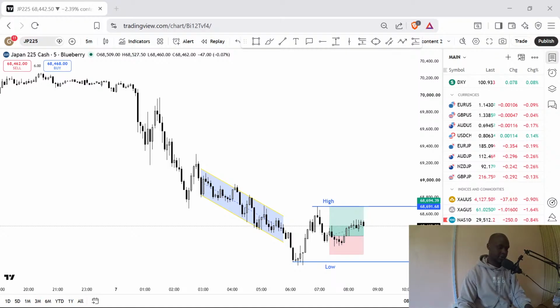Do you guys trade with prop firms? Have you passed an evaluation this year?